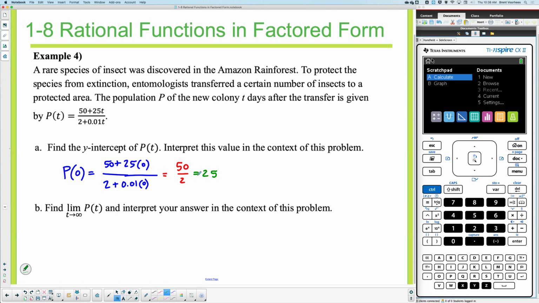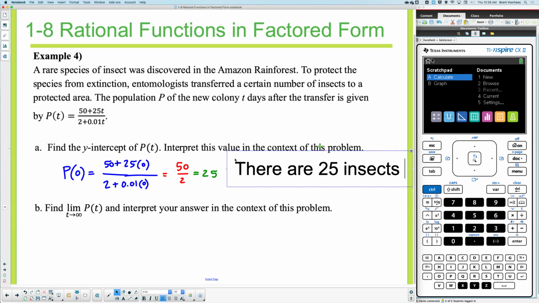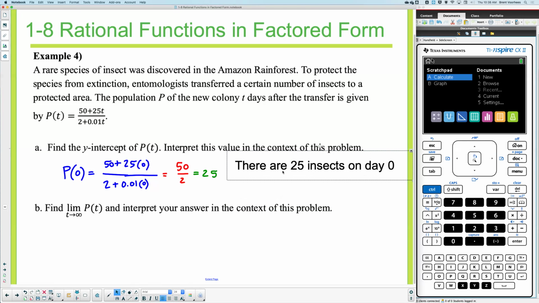What does P of 25 mean? Is that 25 days? The population. That's the population. P is the population. So population what? Yeah, there are 25 insects on day 0. That's the explanation. Maybe I should say there is a population, since P was a population. There is a population of 25 insects on day 0.